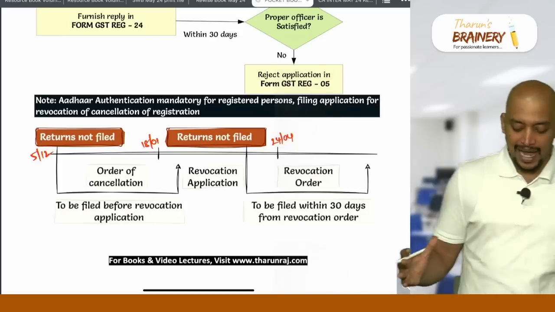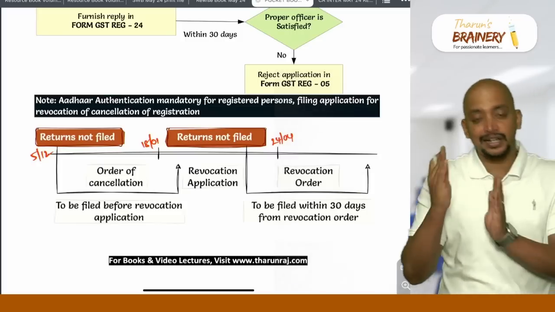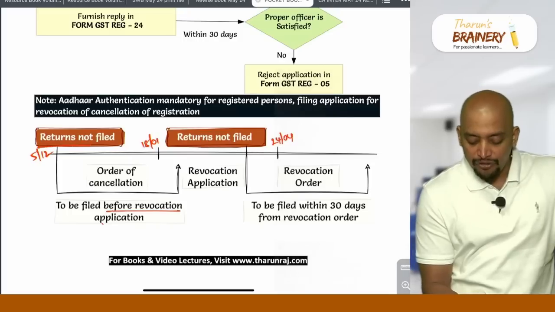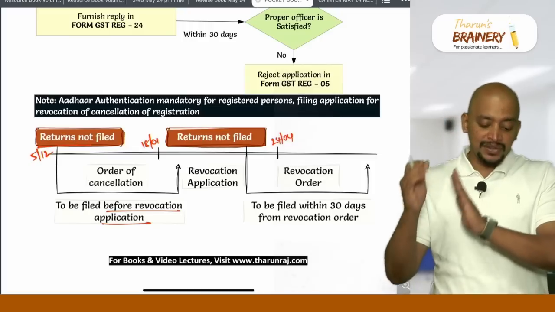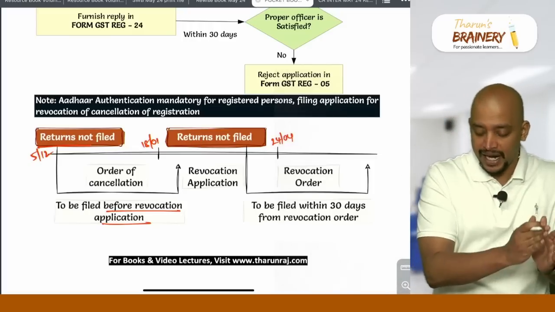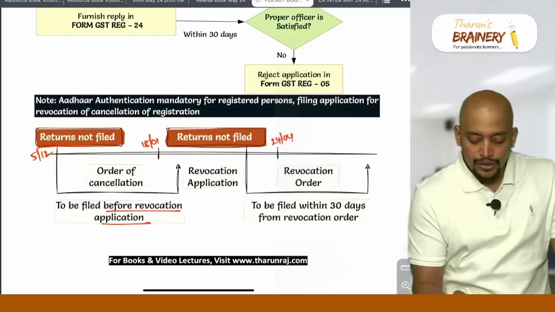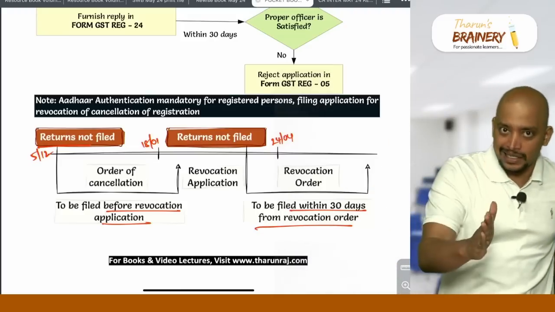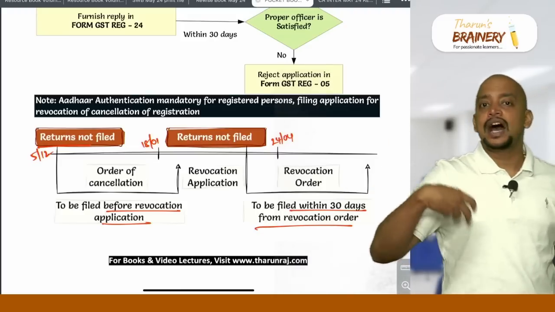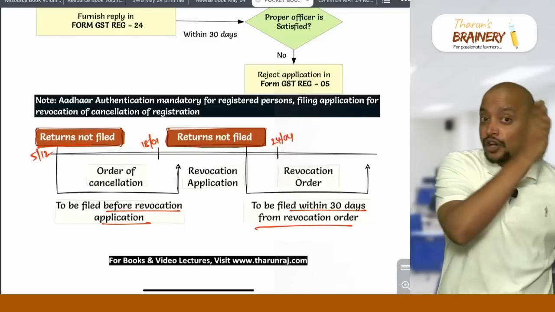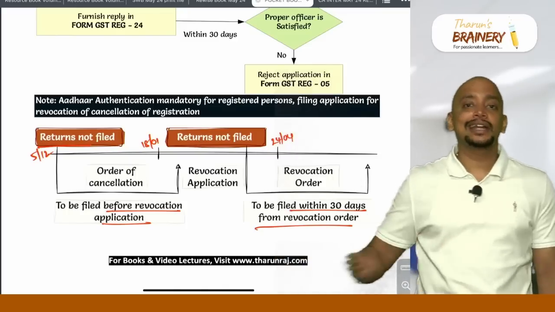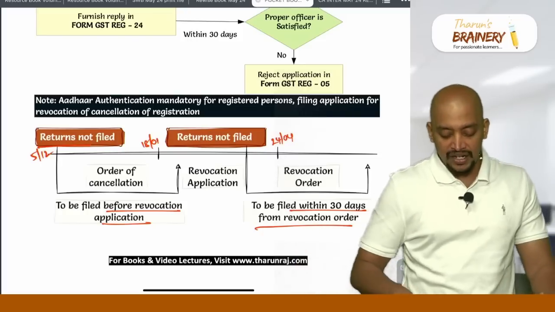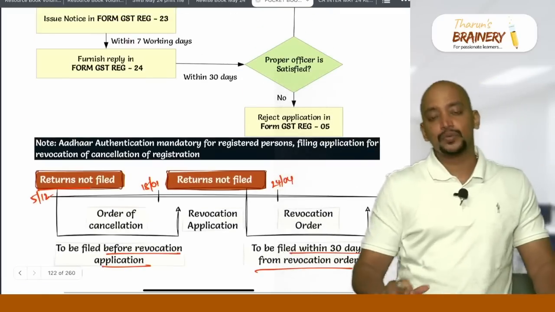Now in this case what will happen is that before the order of cancellation, that is up to December, whatever returns were there, that needs to be filed before the revocation application. But from the date of order of cancellation till the revocation order, all those returns not filed should be filed within 30 days after the revocation order. So up to cancellation, whatever pending returns, we need to file before the application for revocation. From the date of order of cancellation till the date of order of revocation of cancellation, all the pending returns for this period should be filed within 30 days from the revocation order. So with this we completed registration.